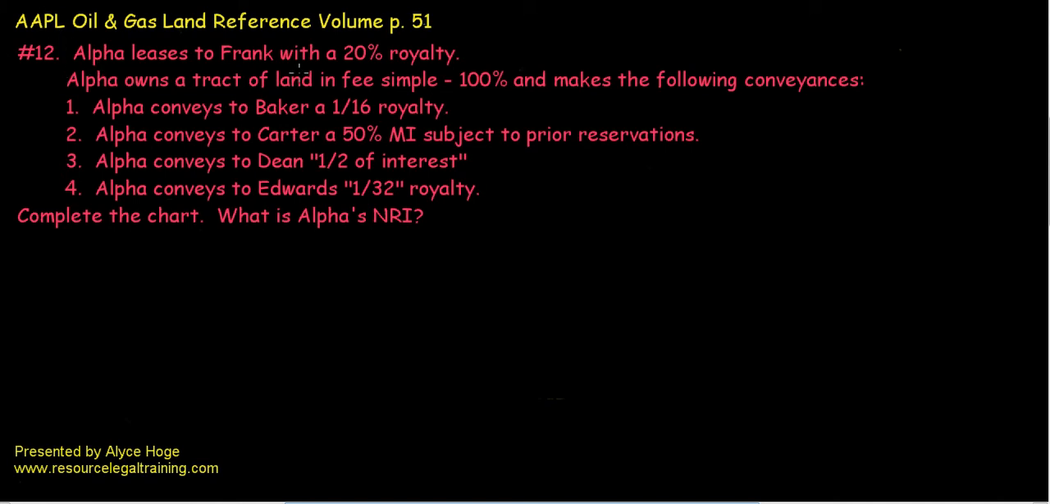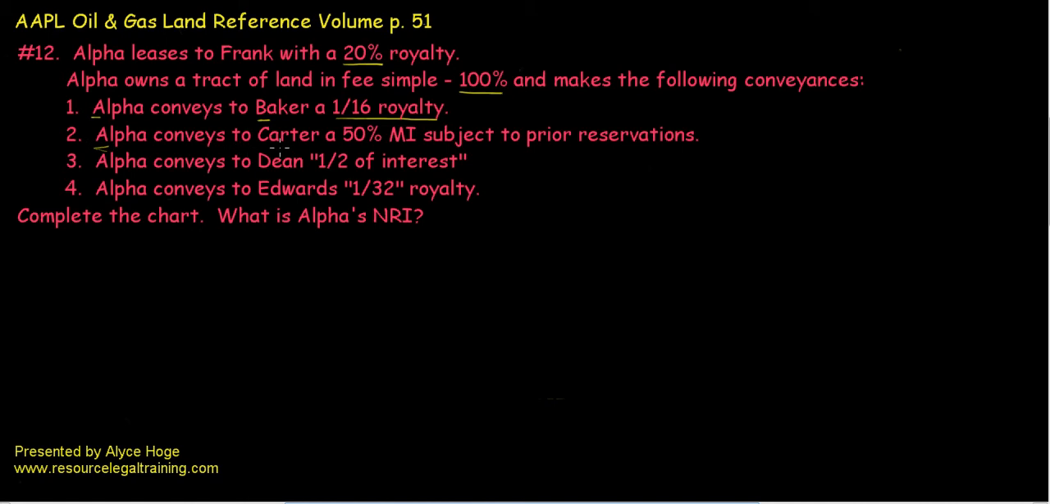It says Alpha leases to Frank with a 20% royalty. Alpha owns a tract of land in fee simple, that is surface and the minerals, of 100%. So we know that Alpha owns a 100% mineral interest and makes the following conveyances. First, A conveys to Baker a 1/16 royalty.